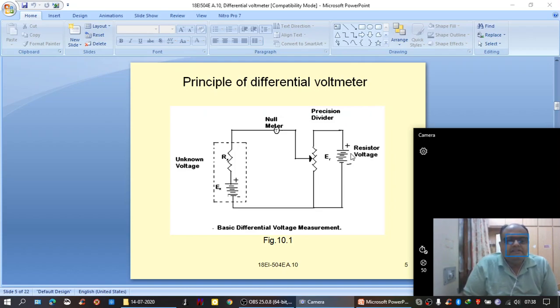When does the meter draw zero current? When the meter is offering infinite input impedance. So we can say that differential voltmeter exhibits infinite input impedance, and it measures the unknown voltage very accurately. 100% accuracy would be there in the measurement of voltage using differential voltmeter. Is that clear? So there will not be any loading of the voltmeter on the network.